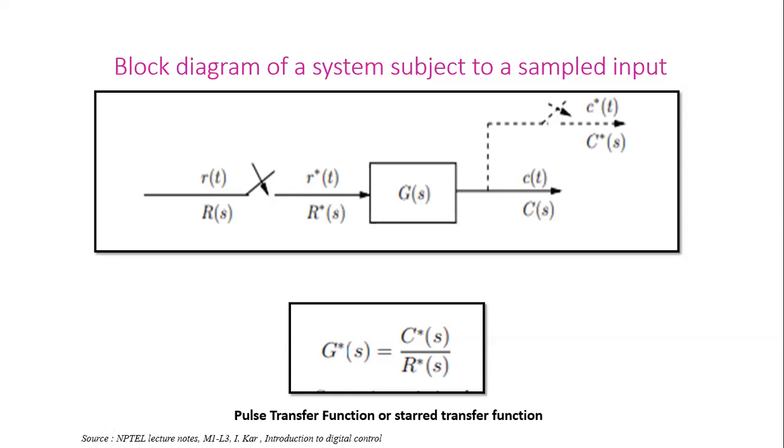So what is desirable? Would it not be better if I am able to express the system characteristics by a transfer function which relates R star of t and C star of t? Now take your attention to this dotted line. The reason it is dotted is because it's a fictitious sampler output. It's a virtual one.